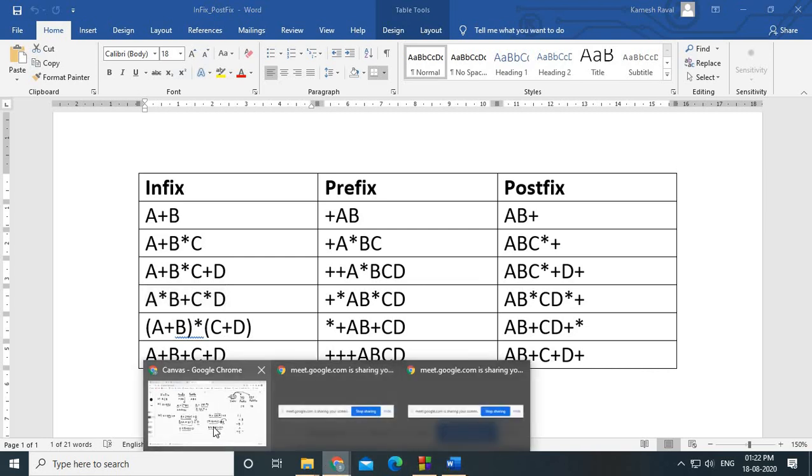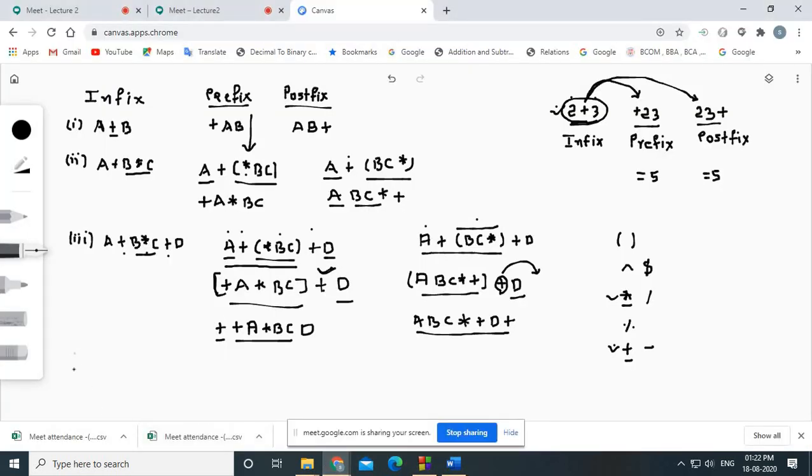Fine. So again, the fourth example: A star B plus C star D, right? Now first we are converting it into the prefix. So obviously I will check the number of operators. Here, 3 operators are there, and mainly these operators are star and plus. So multiplication is given and plus is given. Whose priority is higher? Obviously multiplication's priority is higher, so you can perform these two first, right?